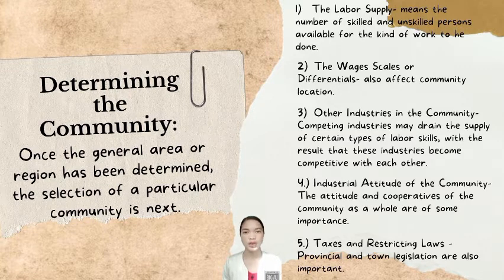The fourth one is the industrial attitude of the community. The attitude and cooperation of the community as a whole are of some importance. An anti-industry or anti-company attitude sometimes cannot be overcome by the best public relations men. A community beset with labor union strikes, factions, and inter-union squabbles or politics does not generate a healthy atmosphere in which new plants are encouraged to settle.